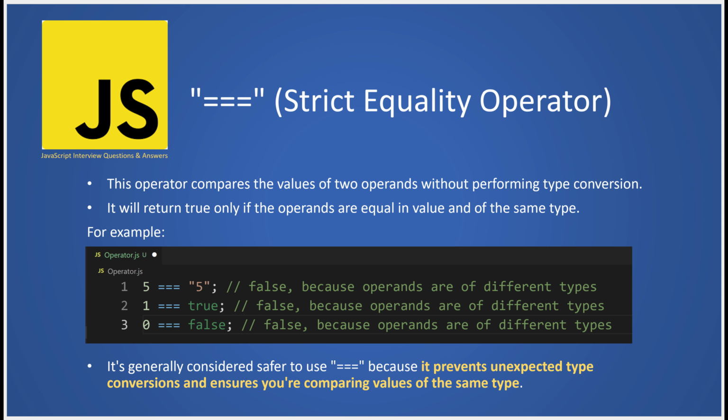To sum it up, == checks for equality of values after performing a type conversion, while === checks for equality of values and types without any type conversion. The latter is often the preferred choice in JavaScript to avoid any unexpected behavior thanks to type coercion.